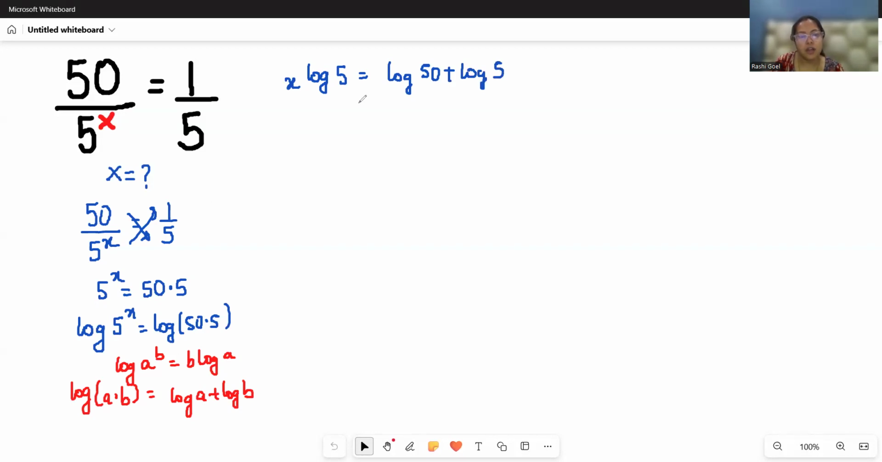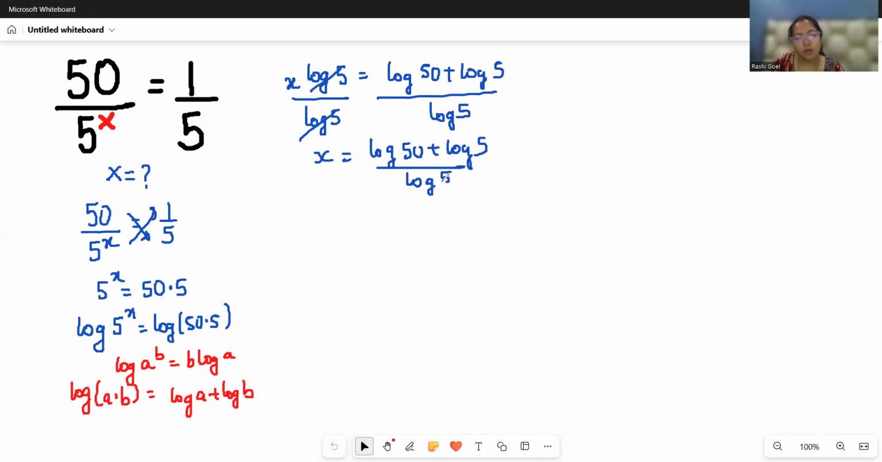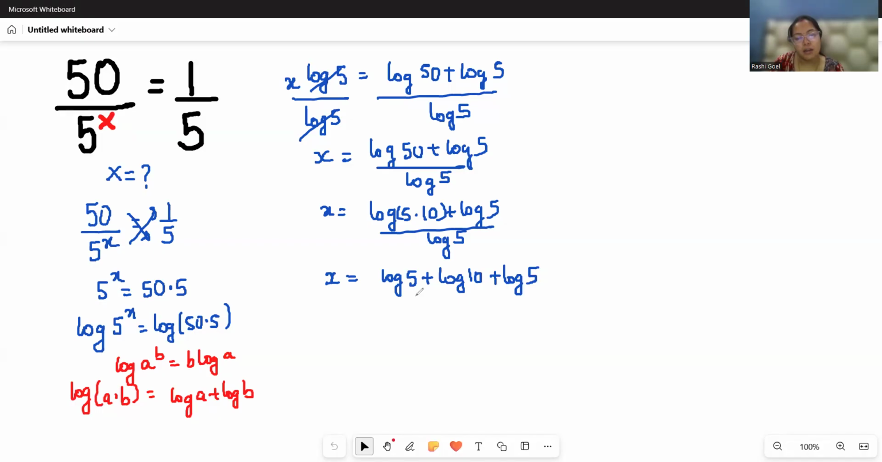log 5. Now if I divide both sides by log 5, this will cancel out. So x equal log 50 plus log 5 by log 5. Now this 50 I can write as log 5 times 10 plus log 5 by log 5. Now again I'm using the same identity. So x is equal to log 5 plus log 10 plus log 5 by log 5.